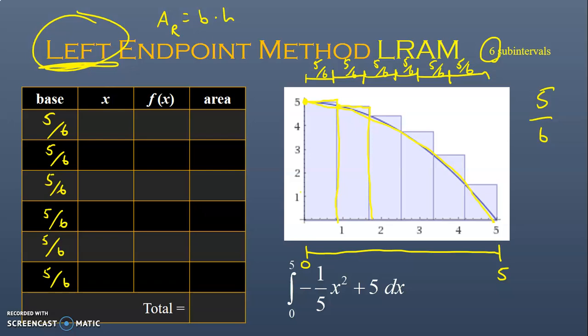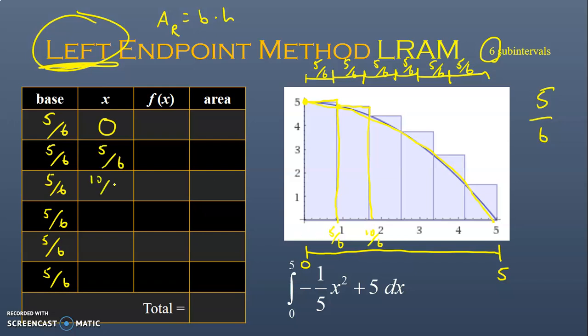So for a left sum, the first interval goes from 0 to 5/6. So the x value that I'm going to use is 0. The next subinterval is going to go from 5/6 to 10/6. For a left sum, I'm going to want to use 5/6, the one that's on the left.